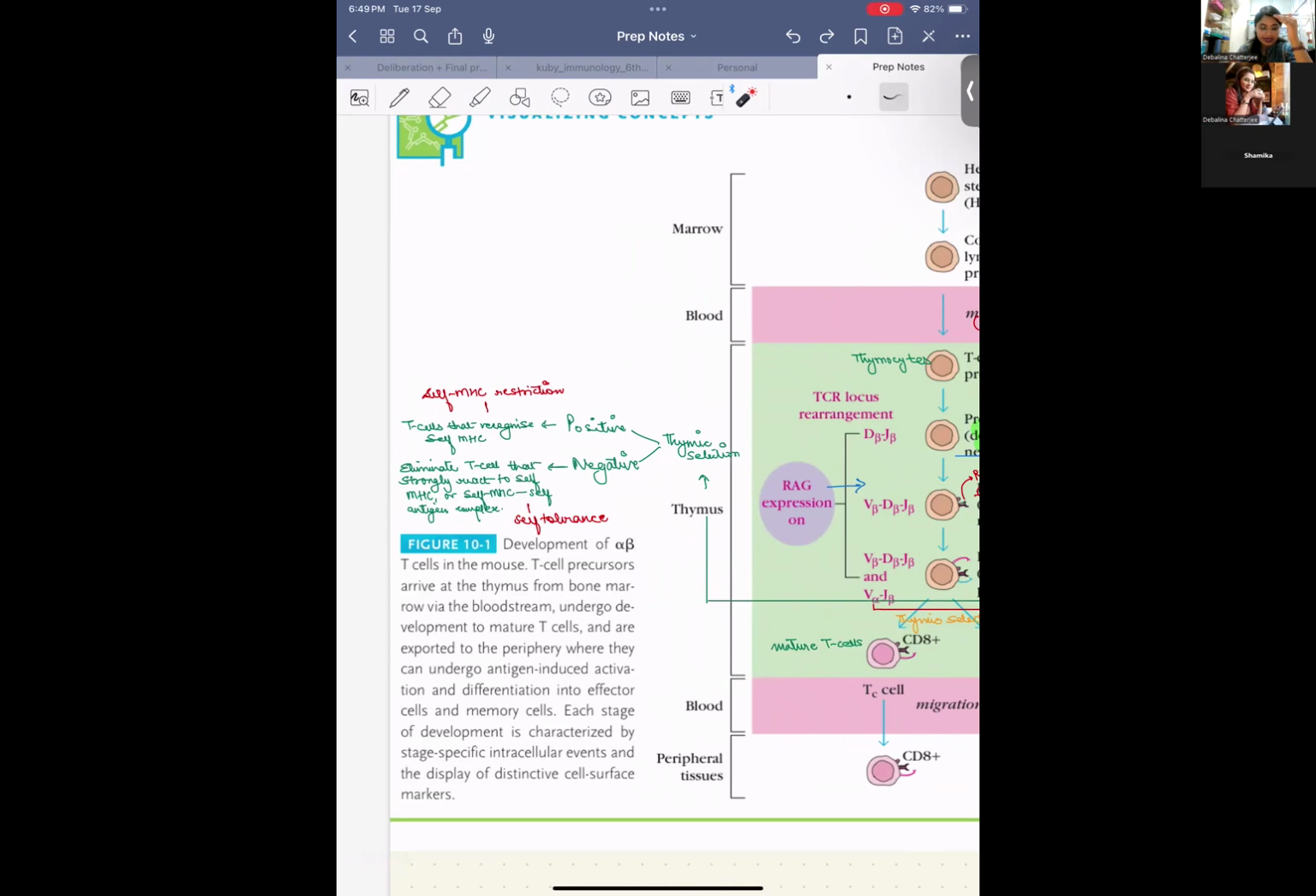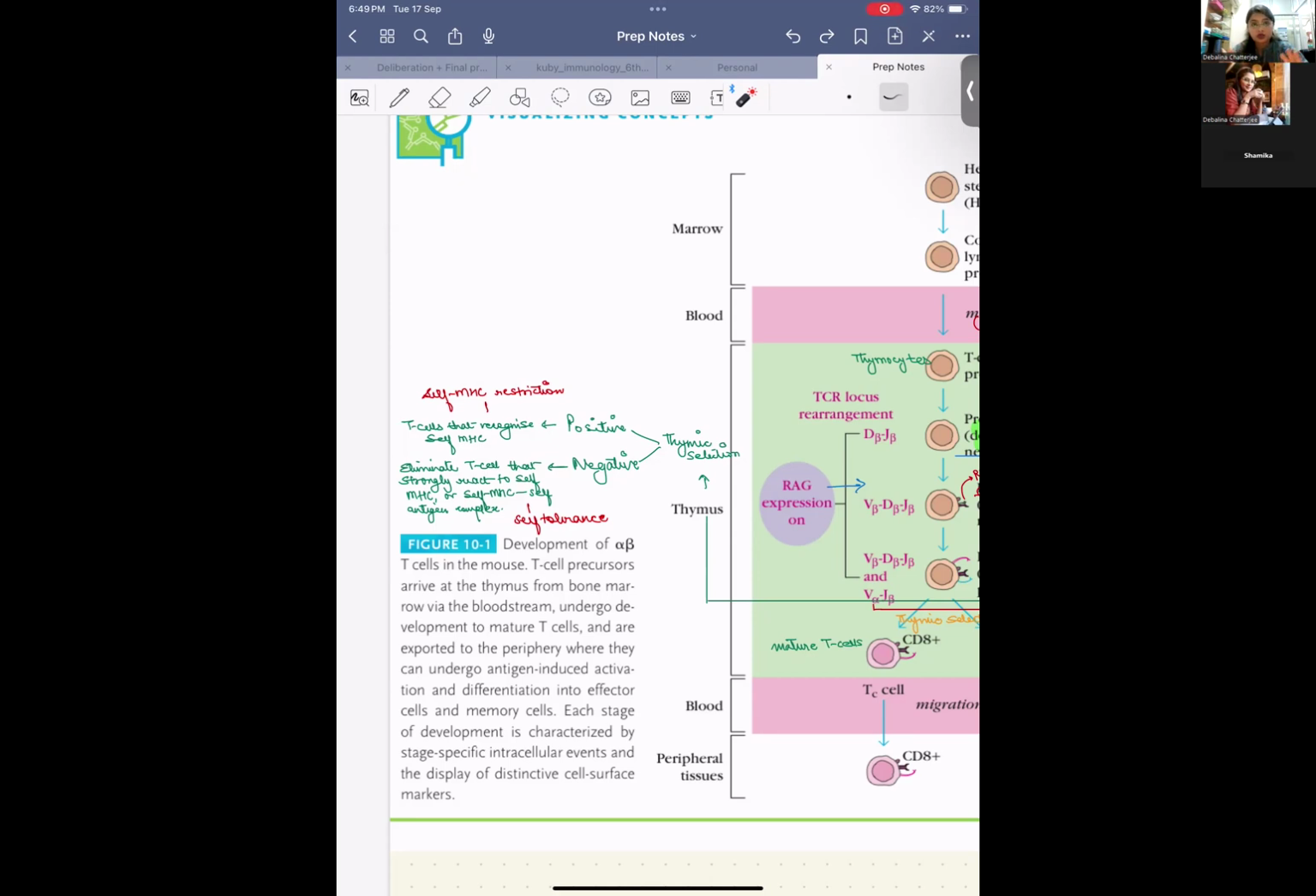And at the same time, after the positive selection has occurred, the same T cells are subjected to negative selection. In negative selection, something is going to get eliminated, right? So, this eliminates T cells that react to the self MHC molecules or the self MHC conjugated with self antigen complex. So, what happens here?